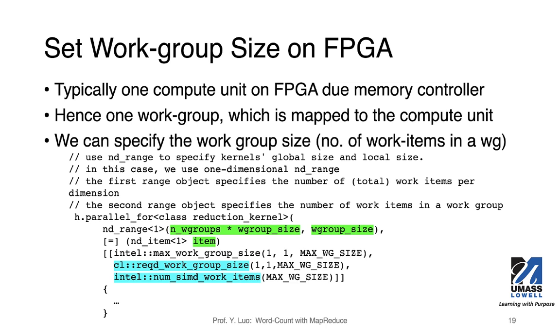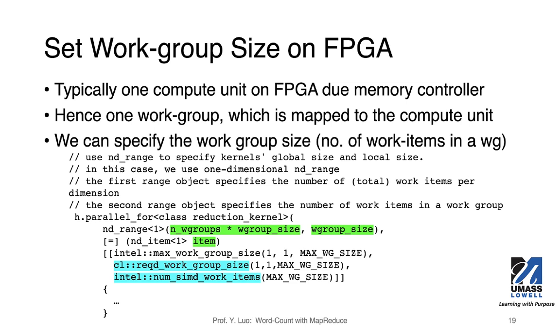For FPGAs, we will define the work group size. Work group size is the number of work items in a work group. On FPGAs, typically we have one compute unit, because the memory controller could easily be a bottleneck if we have multiple compute units designed without any coordination. Because we have one compute unit, we only need to have one work group, which will be mapped to the compute unit. And then within the work group, we can specify the work group size, that is the number of work items in the work group.